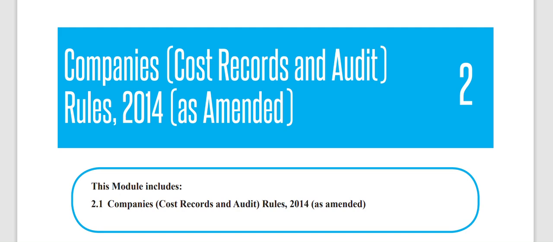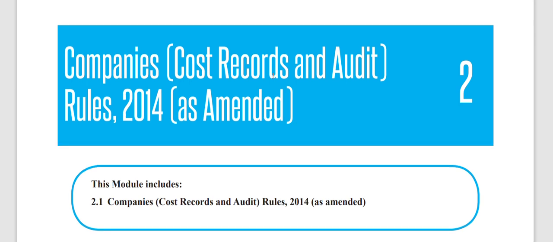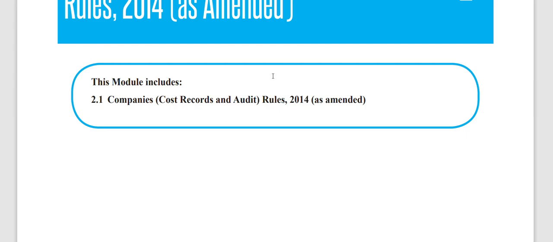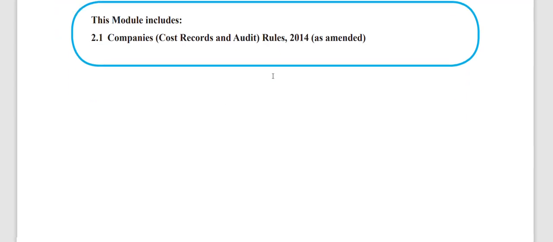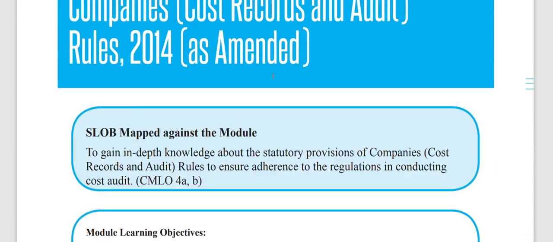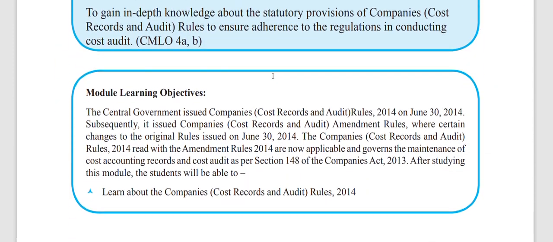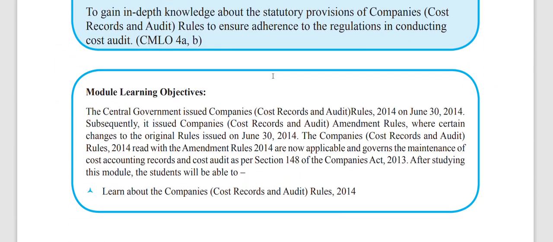CMA Final Paper 17 Cost and Management Audit, Module number 2: Companies Rules 2014, Cost Records and Cost Audit. This is as per amended in 2014. In this module, we are going to learn Companies Audit Rules 2014. Here is the overview of the module. So it's learning about companies cost audit rules.